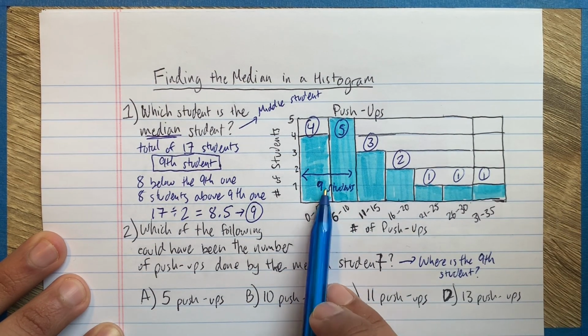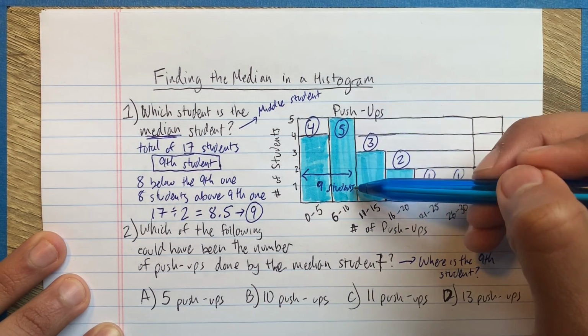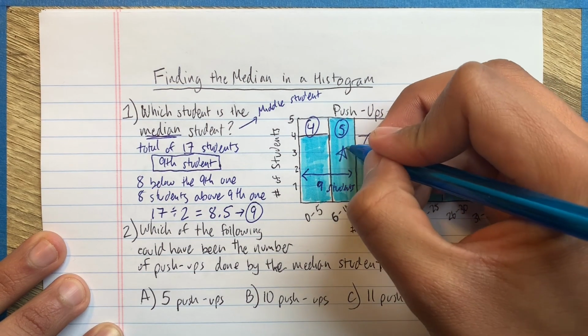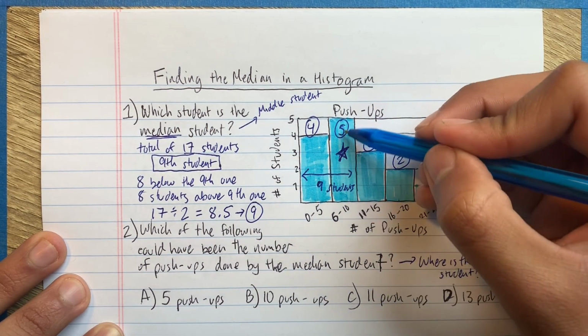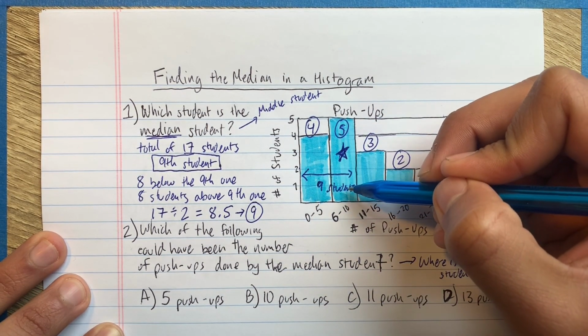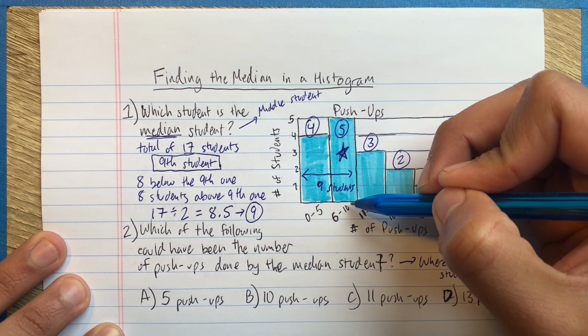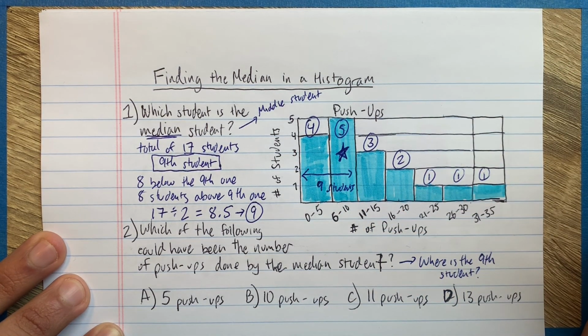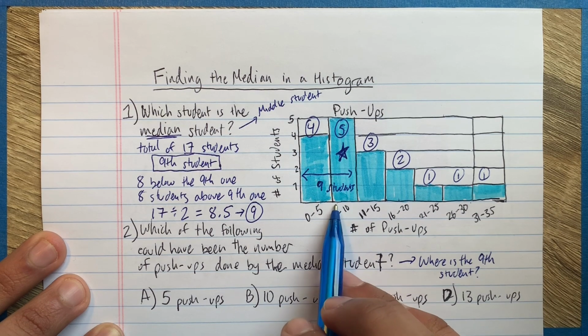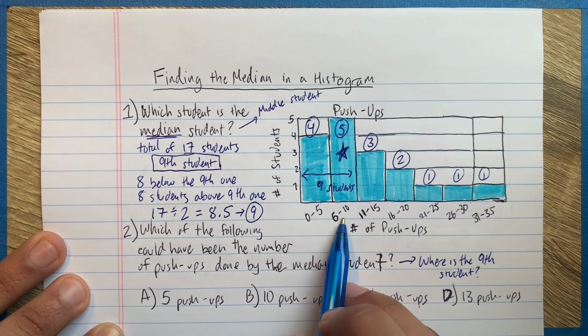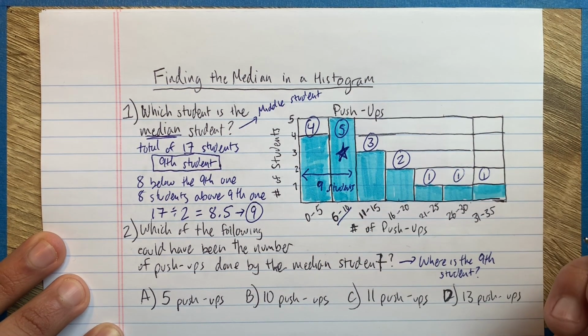What we know then is that our 9th student is somewhere in this column. But we don't know exactly how many push-ups he or she did. We just know that the 9th student did between 6 and 10 push-ups. So we can start to rule some of these out.